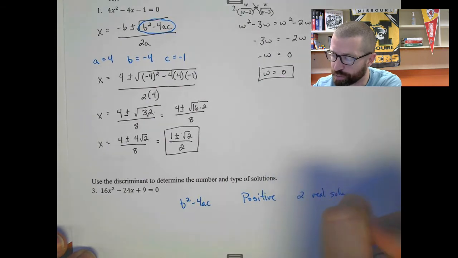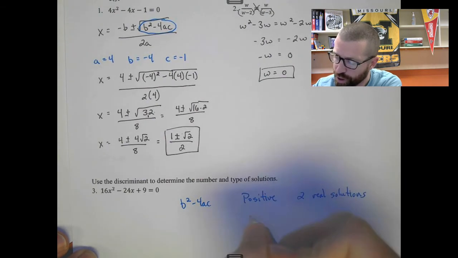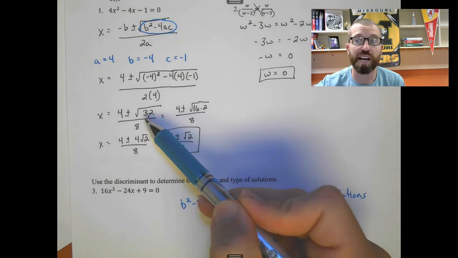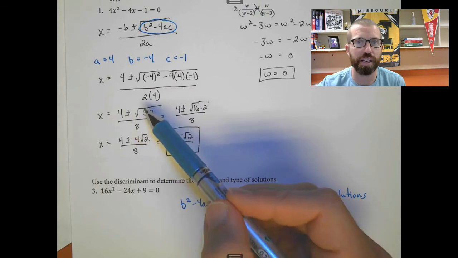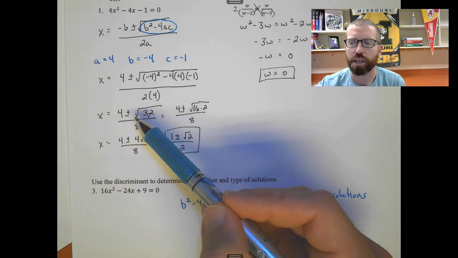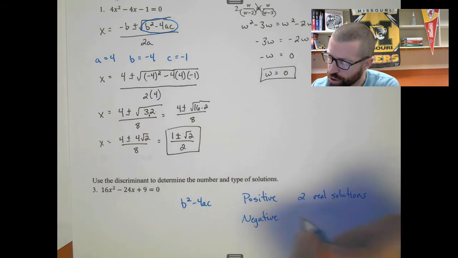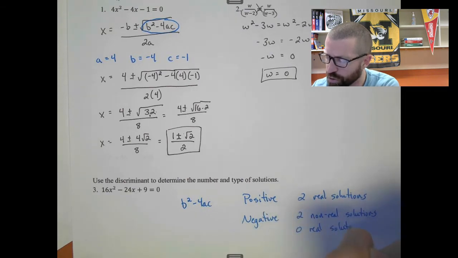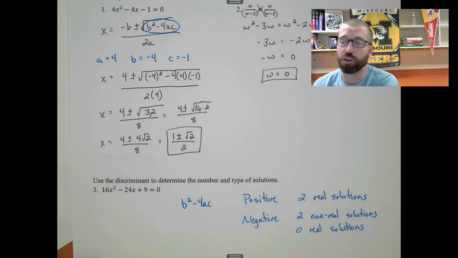They will also be real. If the discriminant is negative, what happens? We'll say this was negative 32. Then we would have an i situation. We'd have a non-real number. We would have 2 of them because I have a plus i and a minus i. So I have 2 non-real solutions. And I would have 0 real solutions, which might be more important to know. So this is the case where there's no x-intercepts.